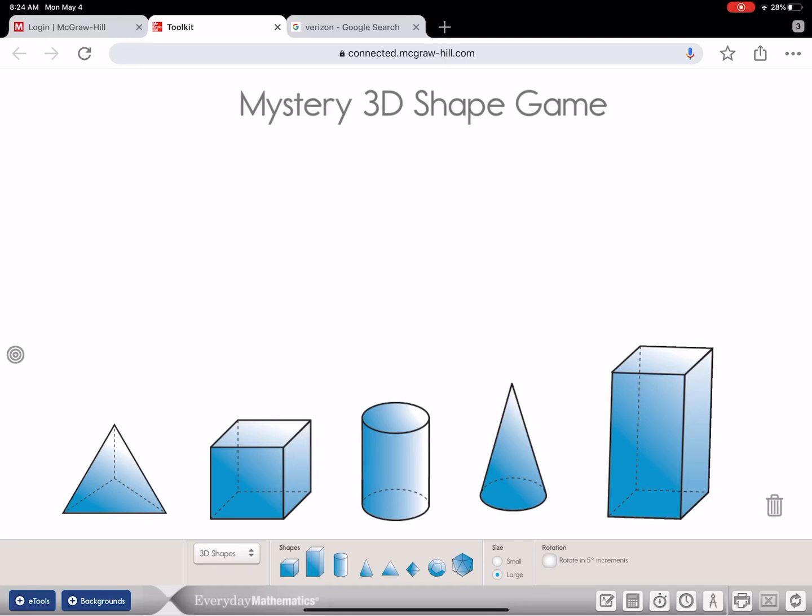Hi class, today we are going to play a mystery 3D shape game. So here at the bottom I have 3D shapes and I'm going to give you some clues to help you figure out which shape I'm thinking of.